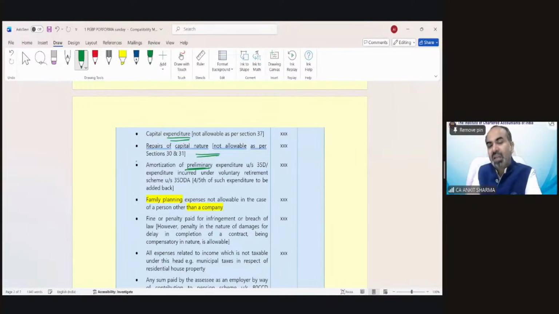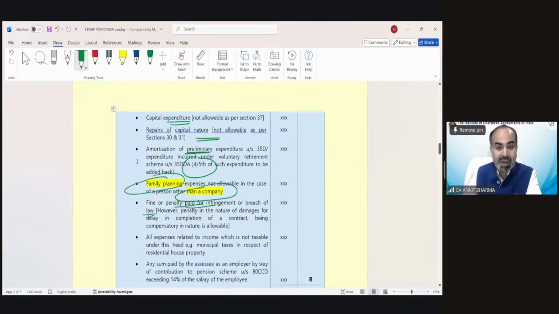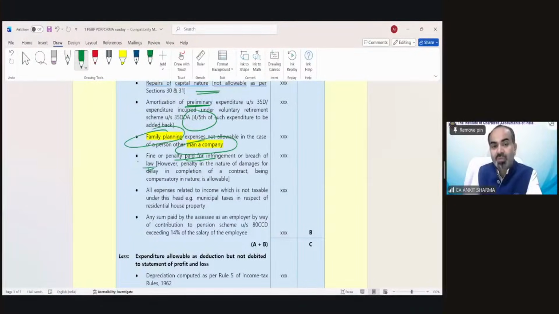Amortization of preliminary expenditure, only 1/5 we can claim. So if you have claimed full value, 4/5 needs to be disallowed. Family planning expenditure can be claimed only by a company. So if you are other than a company, such as proprietorship, partnership, etc., you cannot claim it at all. Any penalty for violation of law, you cannot claim as an expenditure. If it has been claimed, it needs to be disallowed. All expenses related to income which is not taxable under this head: if you have claimed any expenditure which is not related to the business head of income, you need to disallow it.